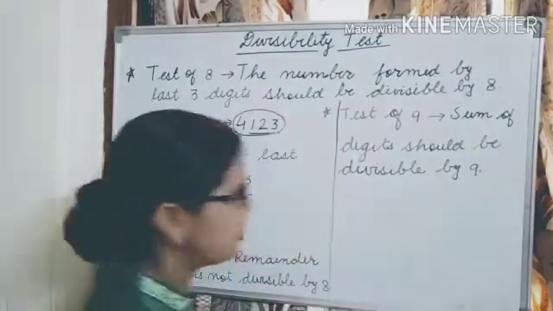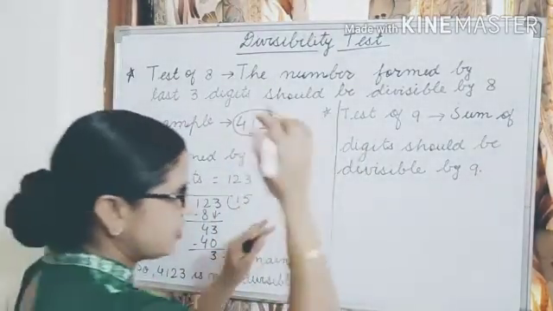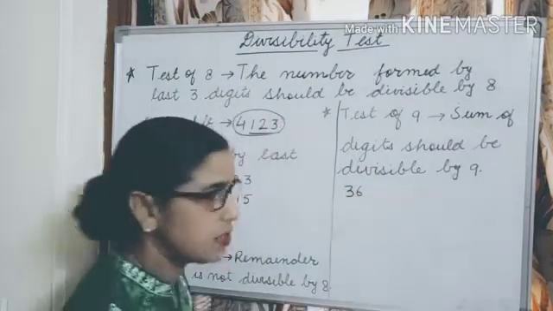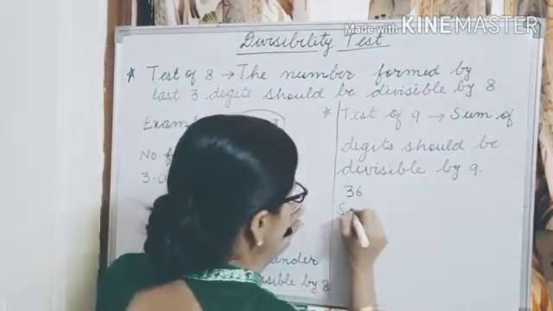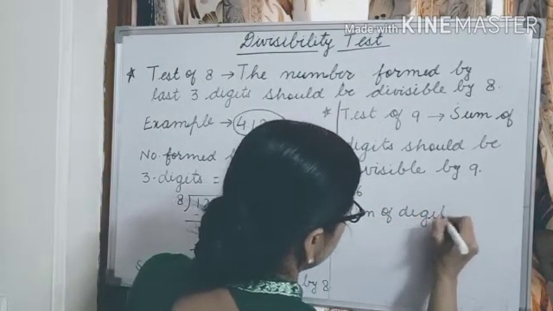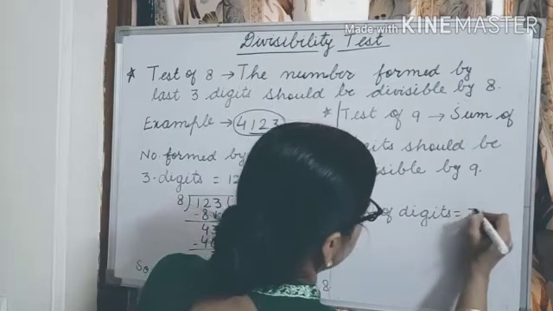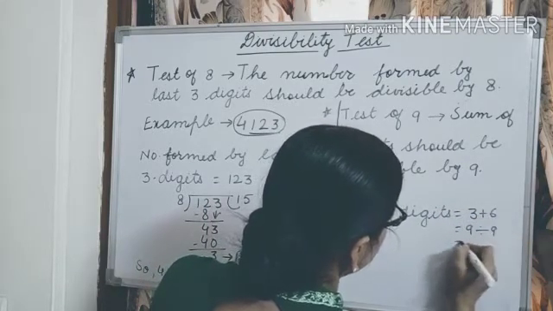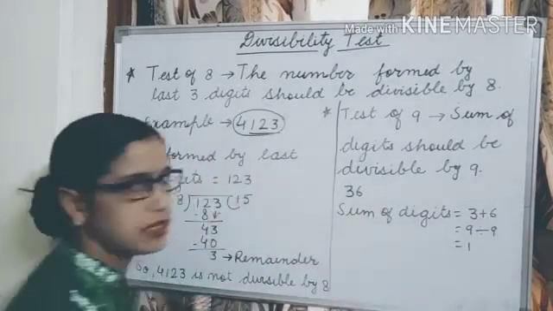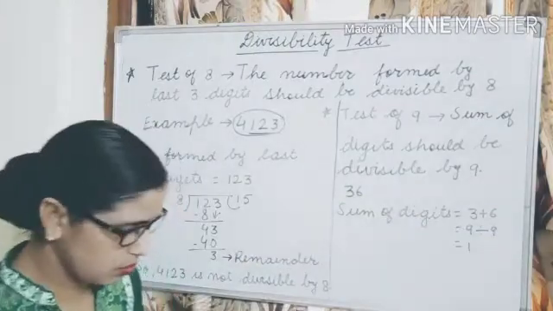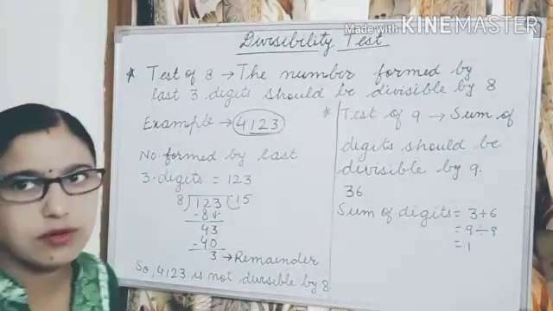I can tell you one simple example. Suppose this is 36. Then the sum of digits, 3 plus 6 equals 9. This is divisible by 9. Then this is yes. Like this, you can use it for bigger numbers also. It is the same. There will be no change in this.